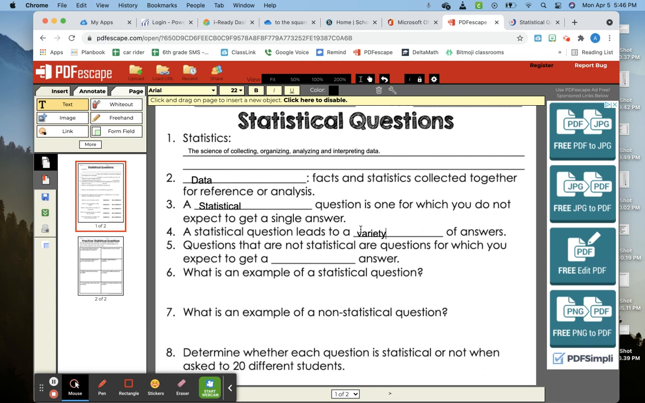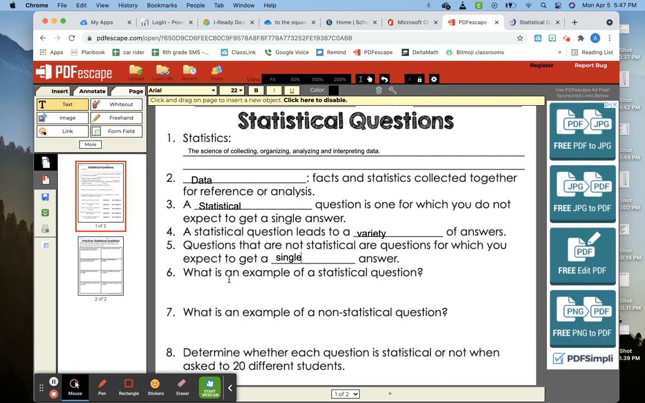Questions that are not statistical are questions for which you only expect to get a single answer. If you ask someone, you're going to get one answer. There's not going to be a huge difference there.